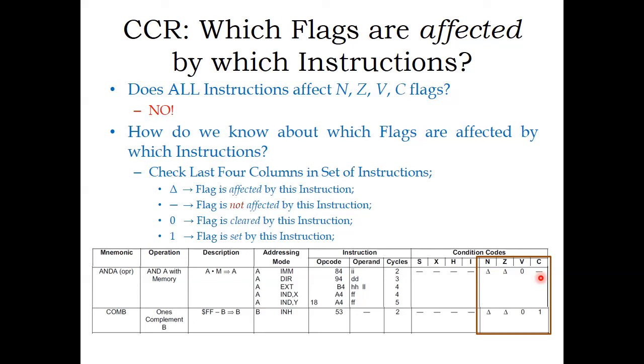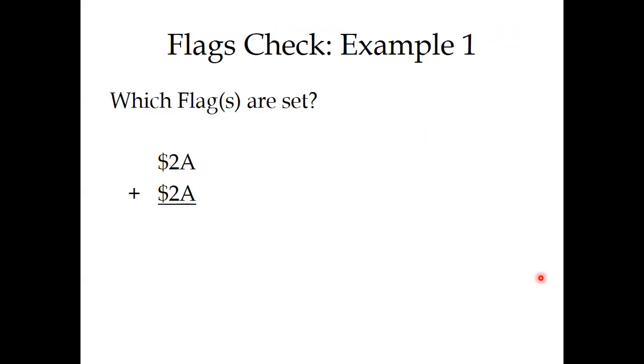Nothing will change in the C flag because of this instruction. So basically, just looking at the 4 columns, we can tell which flags are affected by this instruction, for every instruction we have in the instruction set. Any question here? If not, let's look at a couple of quick examples. Let's say here we are doing an addition, just adding 2 numbers. Which flags are set out of these 4?